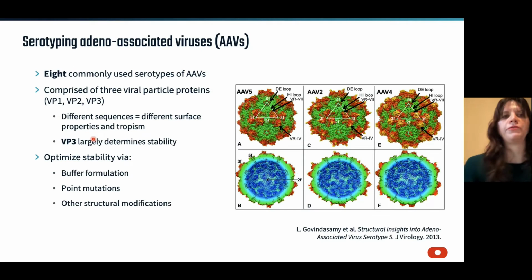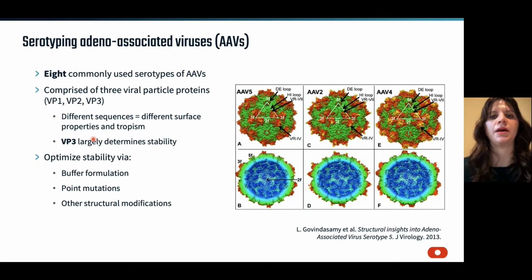I want to start by briefly addressing what serotyping is and how it has an impact on the stability of an adeno-associated virus, or AAV. Again, today we're largely going to be focused on AAVs. There are obviously other gene therapeutic delivery systems, but most of our focus here is on AAV.